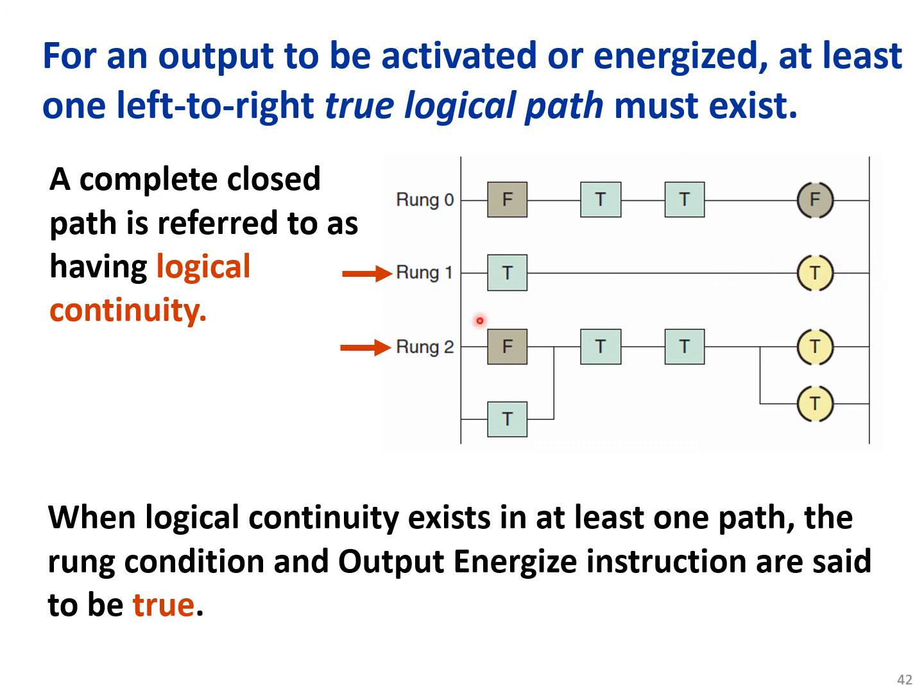Yeah? But let's see what's happening in rung 2. So we have a parallel branch here, and on this one, logical continuity doesn't hold, but on this path, it holds, yes? So we also have 2 outputs, and both of them will be true at the same time. So you see, we are moving from left to right.